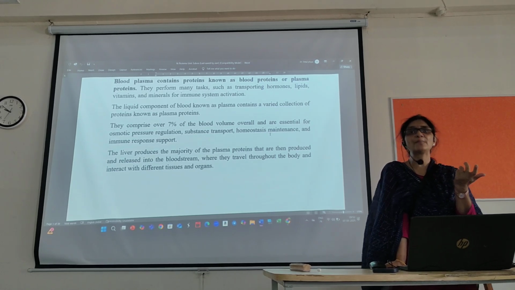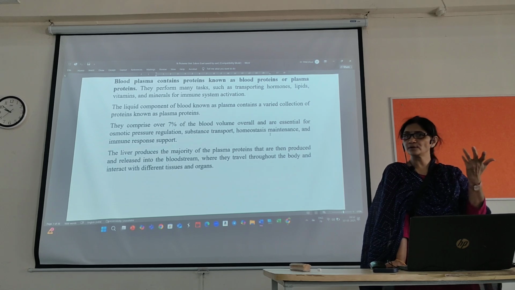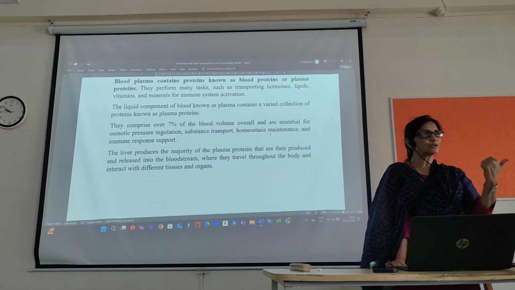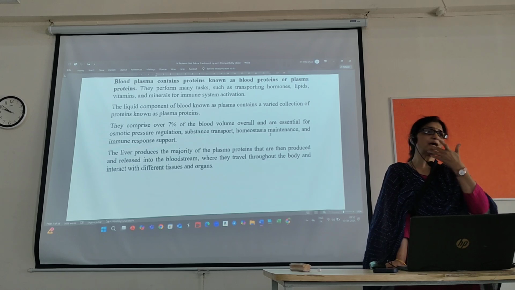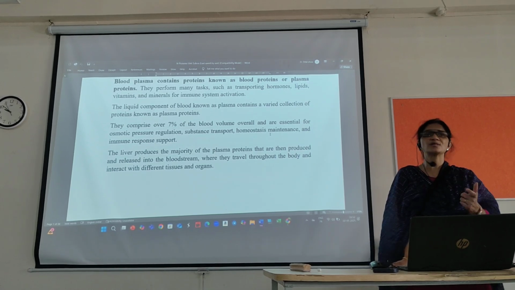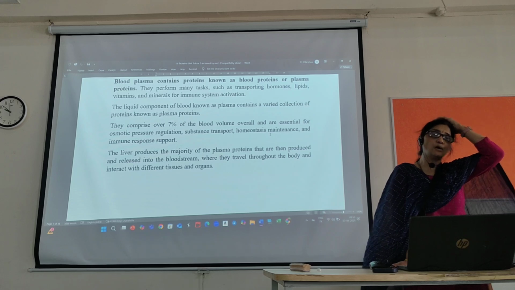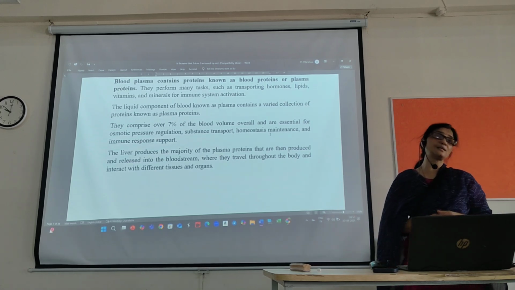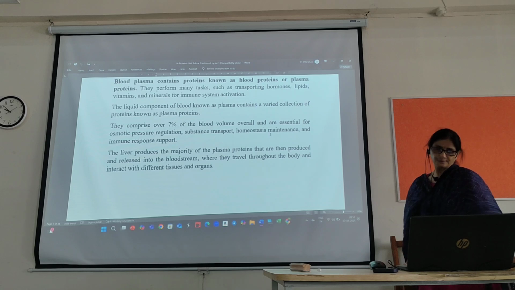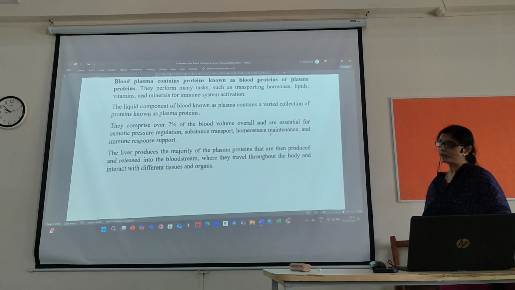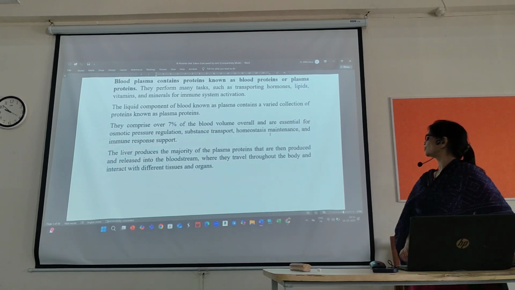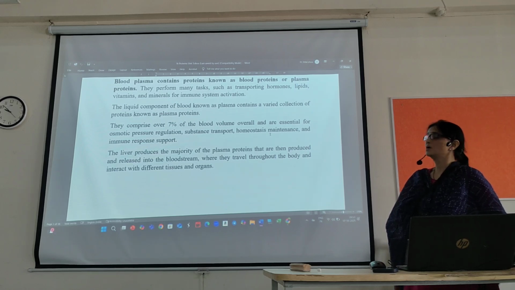Okay, in summer what happens? It gets hot, there is sweating, and because of that our body cools down. In winter also, what do we generally do? We wear warm clothes, so the body also becomes warm in winter. So this process, the adjustment of balance by the body according to the surroundings, is called homeostasis, and immune response support. Then the liver produces the majority of plasma proteins, which are released into the bloodstream, where they travel throughout the body and interact with different tissues and organs.